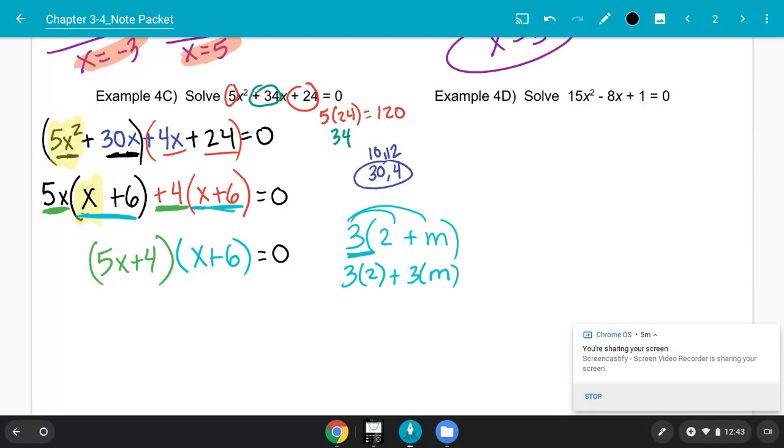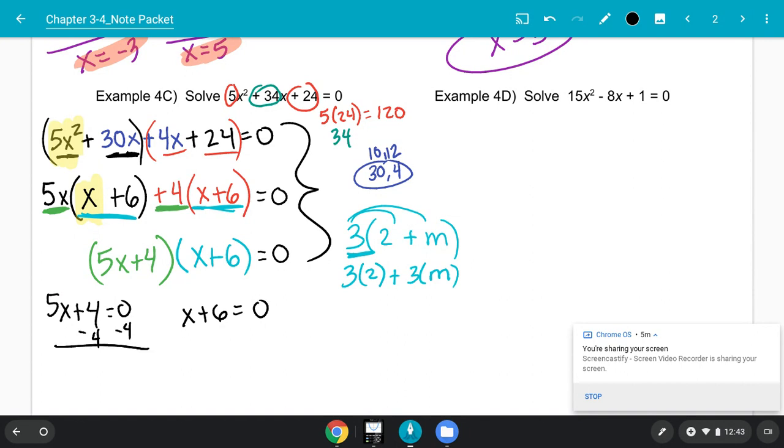So this is obviously the hard part. And then what you're going to do is set that equal to 0. Then you solve, minus 4 on both sides. You get 5x equals negative 4. Divide by 5, divide by 5. X equals negative 4 over 5. This one you minus 6 on both sides, and you get x equals negative 6.